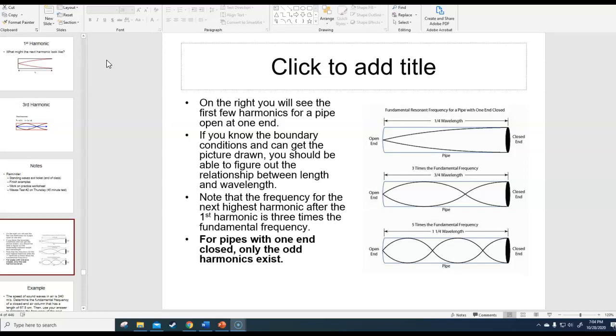Okay, so this is going to be our last video from this unit, and we're going to finish up talking about standing waves and then look at some examples to get ready for our upcoming test. Okay, so in the last video we talked about two types of standing waves.